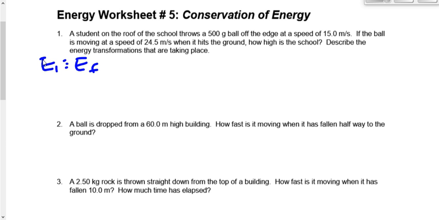What kind of energy do I have on the top of the school? Do I have a height? Yes, Ben, so that means I have potential energy. So we're going to say mgh, initial, on the top of the school. Do I have movement? Is the ball moving on the top of the school, Erica? When it's being thrown off the top of the school, is it moving? Yes. So I've got kinetic energy. We're going to say that's 1/2 mv squared.